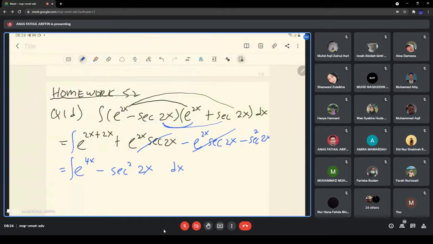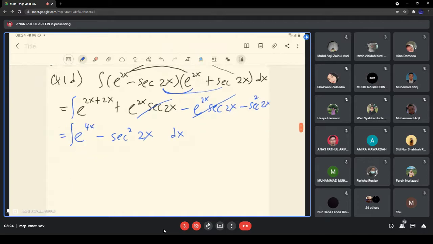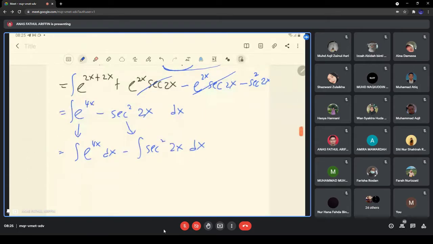Ini baru kita buat apa? Baru kita expand. Ini baru kita expand. Okay. Lepas tu macam biasalah, saya kata tadi kita boleh split, kita boleh pecah kan. Okay, kita pecah. We have integrate e power of 4x dx minus second square 2x dx. Okay, saya lagi prefer pecah lah. Ada setengah student ataupun dalam buku kan dia integrate terus je. Okay. So bila kita pecah ni kita nampak lah kita nak integrate exponential.